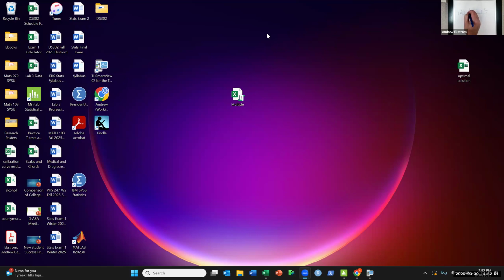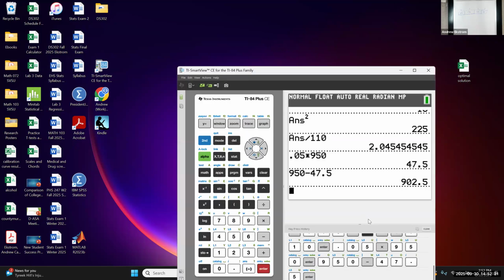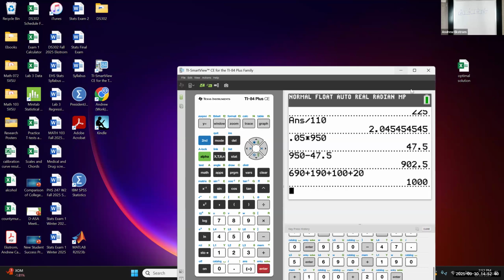Let's say 190 black. Trying to think, what are all the different numbers that I should actually be putting in here? I think that adds up to be 1,000. Let me check real quick. So one of the horrible things about trying to come up with the stuff off the top of your head. So 690 plus 190 plus 100 plus 20. Yeah, so that's 1,000.